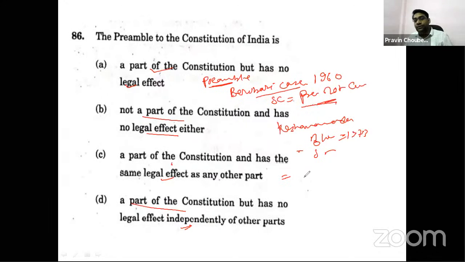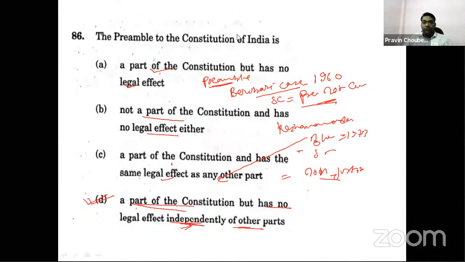Another thing about the preamble: the Supreme Court said that it is non-justiciable in nature. It is not enforceable by any court. So it shows that it is a part of the Constitution according to the Keshavananda Bharti case, non-justiciable in nature, but has no legal effect independently of the other parts. So option D will be the correct answer: a part of the Constitution but has no legal effect independently of other parts.